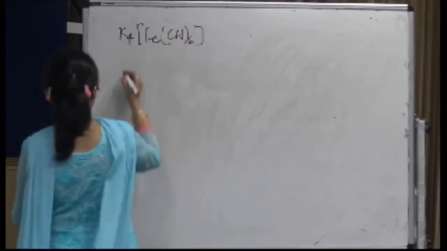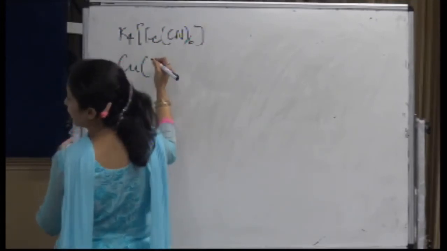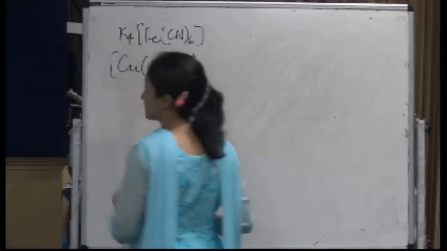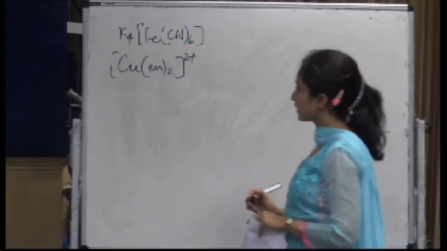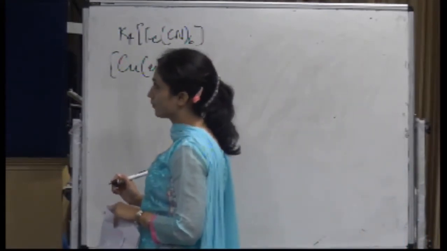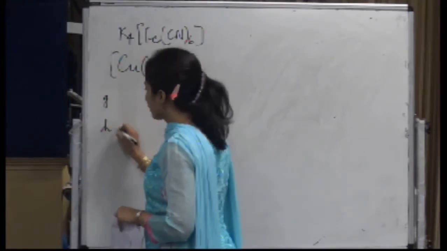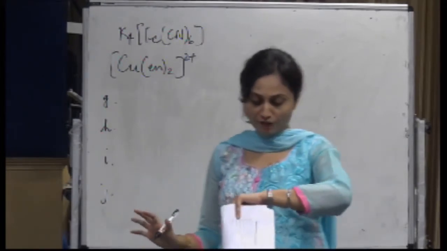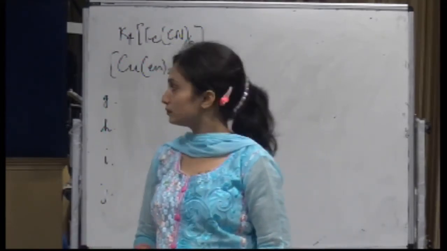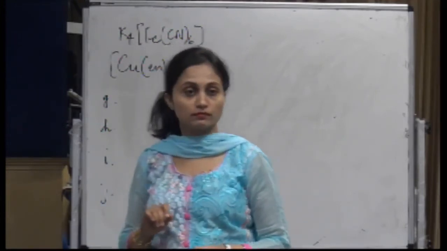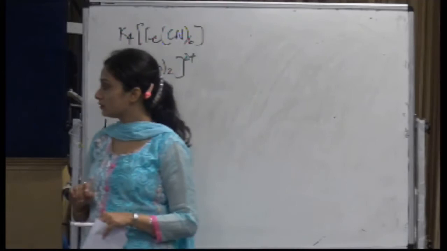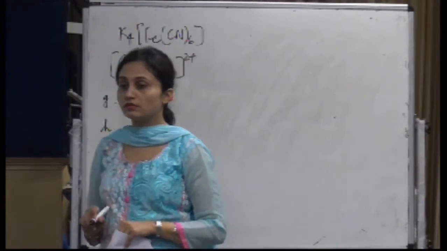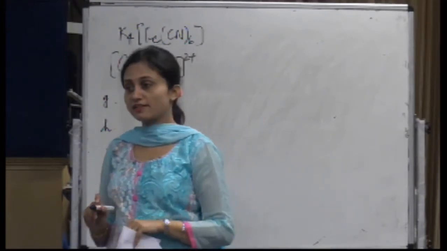Okay. Then the next one, Cu. What is it? [Cu(en)2]2+. EF. And now G, H, I, J. Done? Done? All? I'm giving you another half a minute. Quickly do it. Fifteen seconds left.